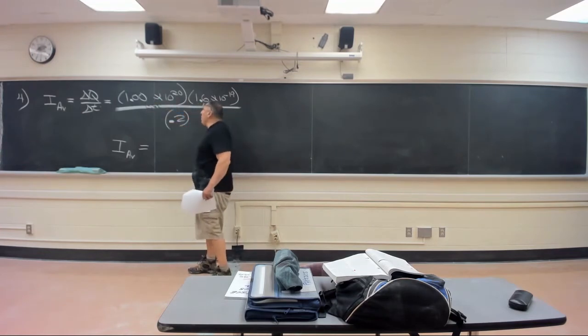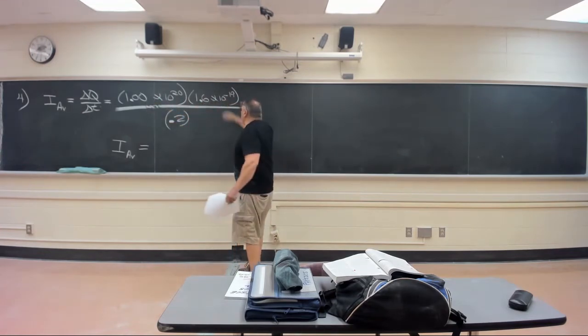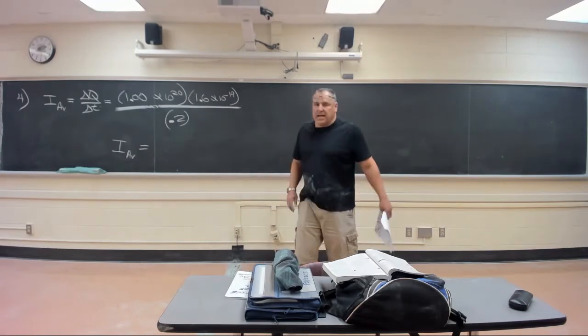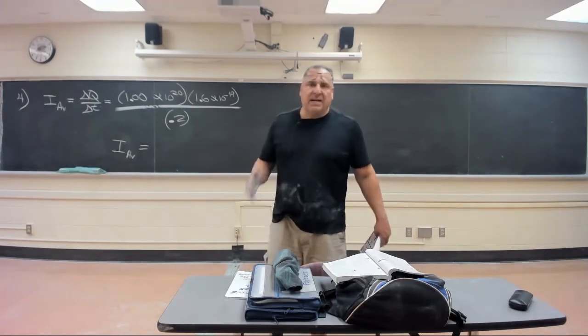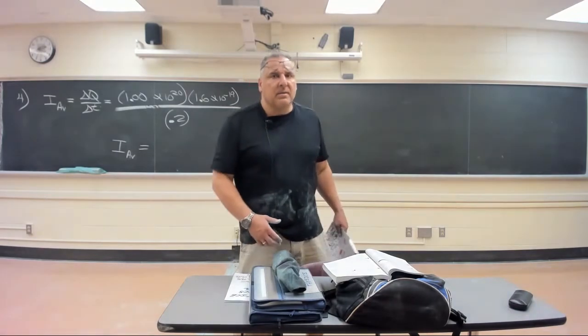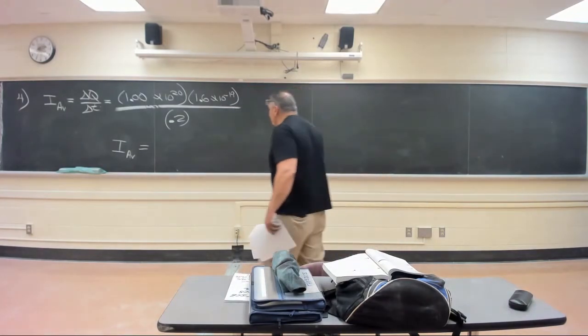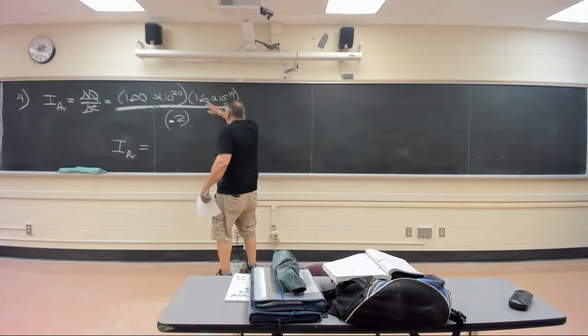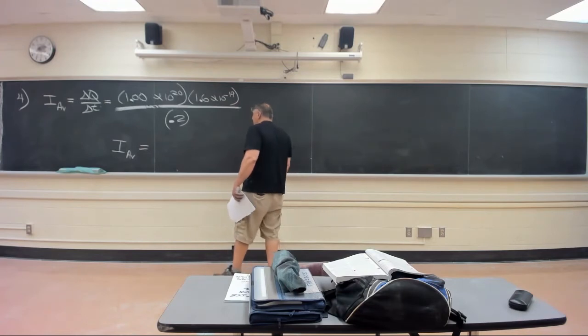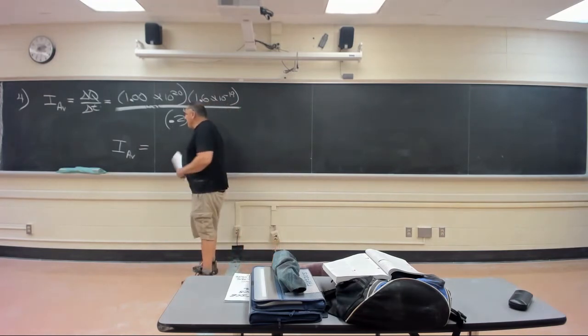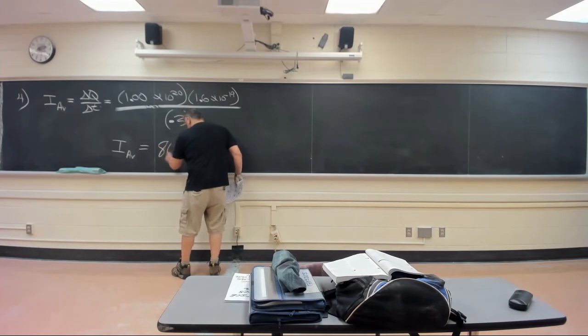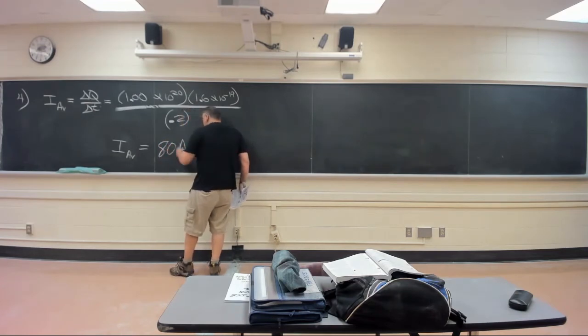It's 1.6 times 10 to the negative 19 coulombs per electron. That's the charge per electron. 1.6 times 10 to the 20th times 10 to the negative 19 is 1.6 times 10 to the 1, which is 16 coulombs. 16 divided by 0.2 is 80 amps. Yeah, that's something. That's remarkable.